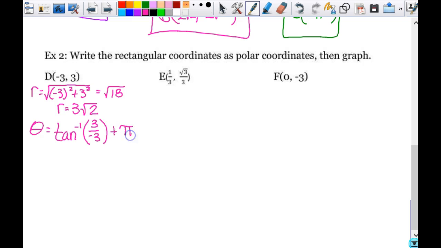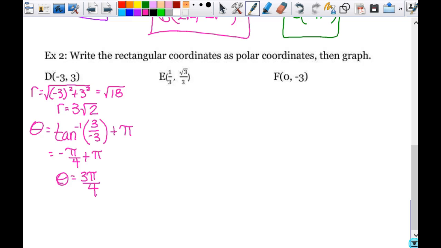This is the same thing, though. Okay. So this is really the tangent inverse of negative 1, right? So the tangent inverse of negative 1 is what? This gives me negative pi fourths, right? Is that what the tangent inverse of negative 1 is? Right? Because it's negative. And then I'm going to add pi to it. So what does that give me? Three pi fourths.